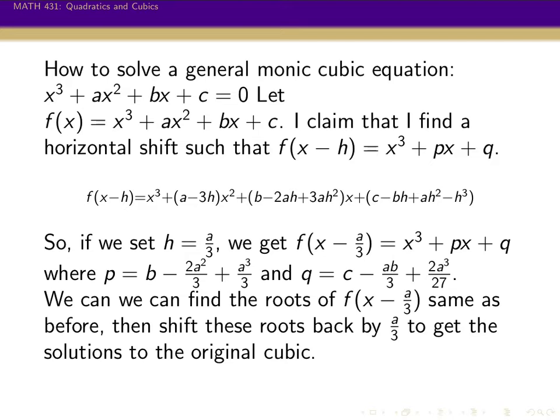Okay, so now that we have this in this nice form, now we can find the roots of this cubic equation. And then to get the roots of our original cubic equation, we're just going to shift it back by the a over 3. So we're going to figure out the values of x minus a over 3 that make this equal to 0, and then we just add the a over 3 back into each of them to get our solutions to our original cubic.